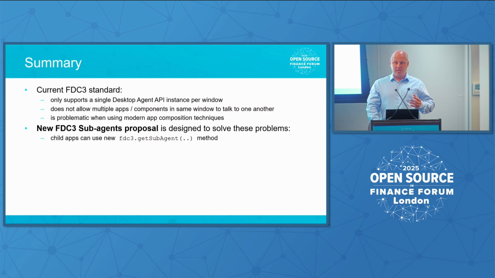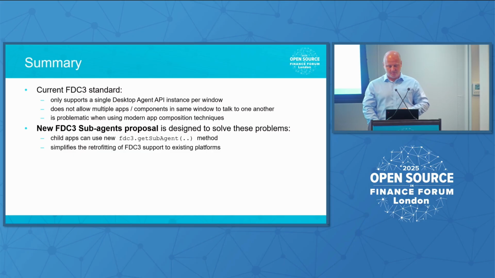Child apps will use the proposed new get sub-agent method to acquire reference to a sub-agent. And overall, this has the potential to simplify the retrofitting of FDC3 support to existing platforms.